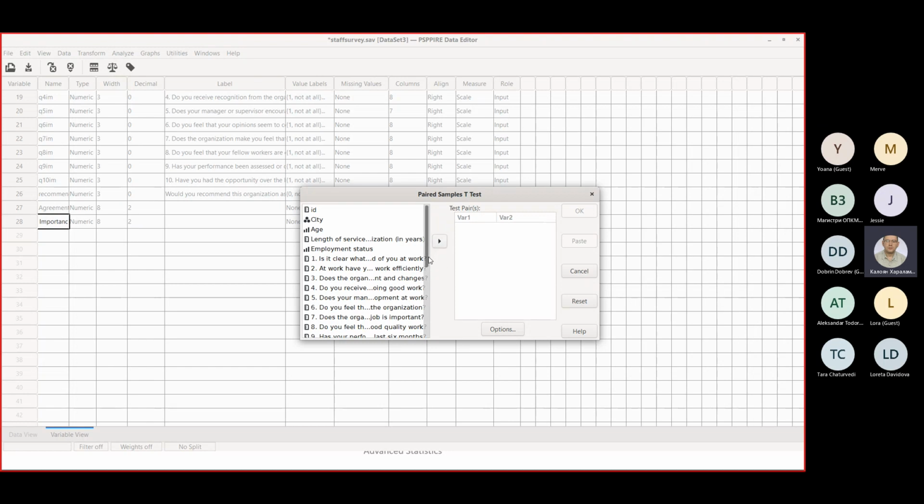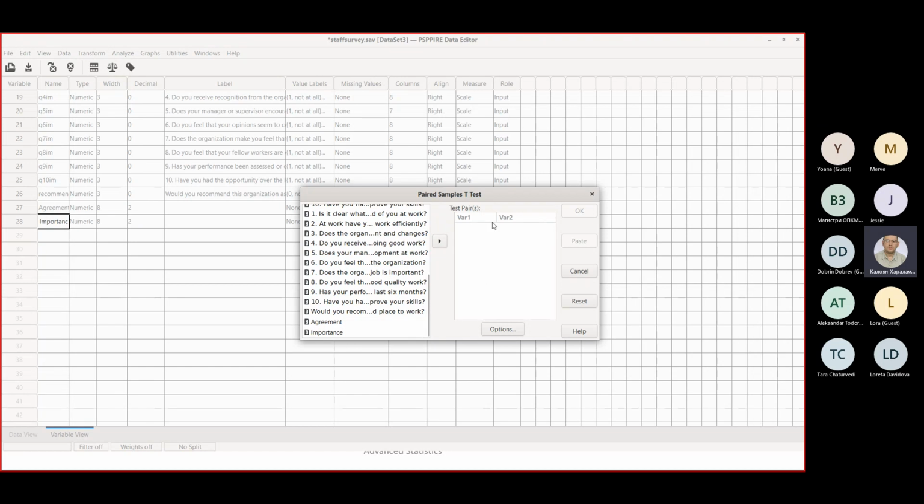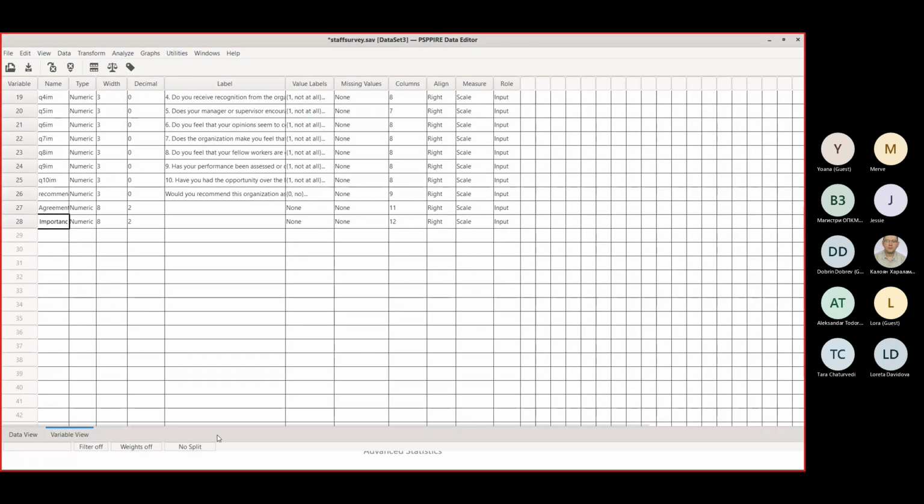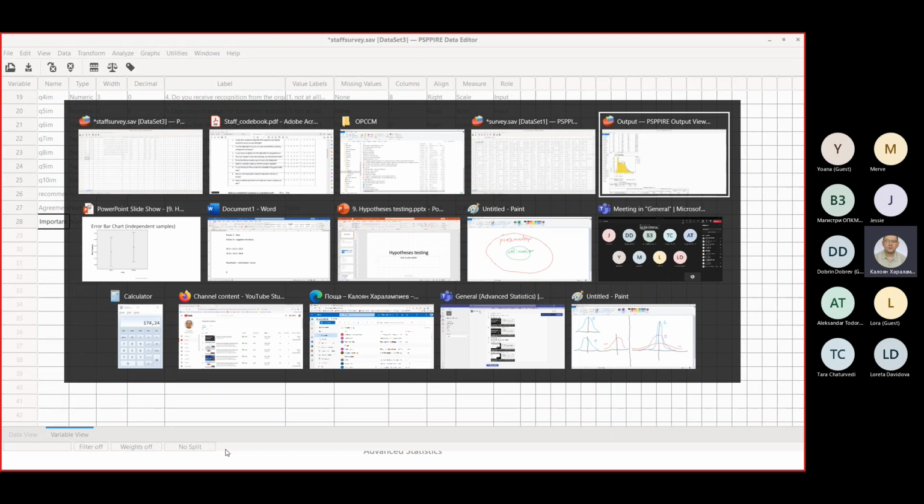And now I will make a pair. So first I move agreement and then I move importance, and you see here the first and the only pair in our case is the pair with agreement and importance. And this is enough. So I will choose OK. And let's see the result.